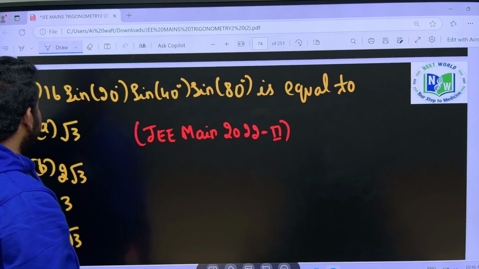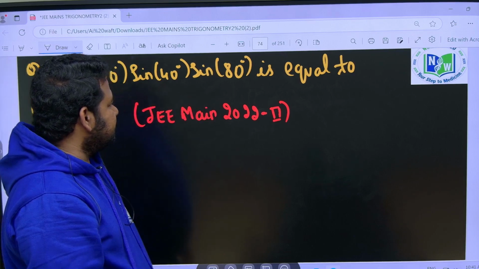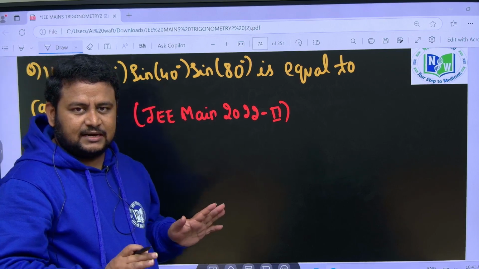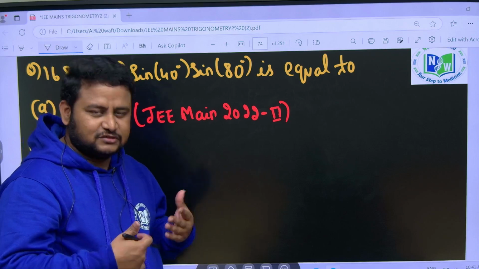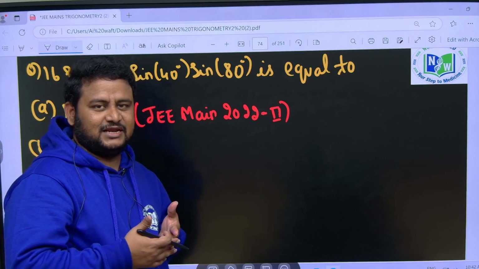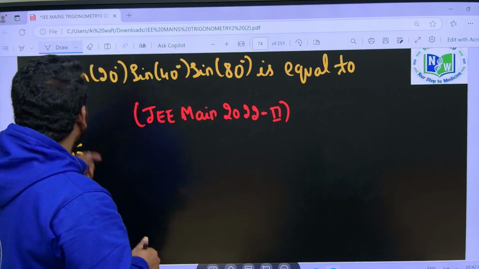Now they have given 16 sin 20 degree, sin 40 degree, sin 80 degree is equal to what? It is not that you can't solve the question without using those results, you can definitely solve it, but if you use those results, you can solve it quickly and also get the answer accurately. Got it, friends?